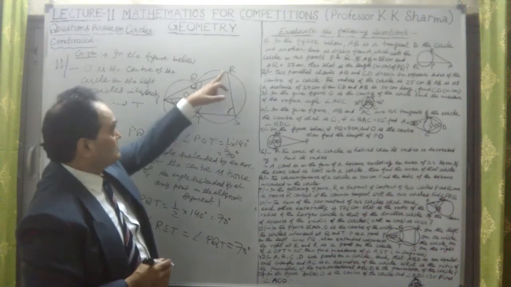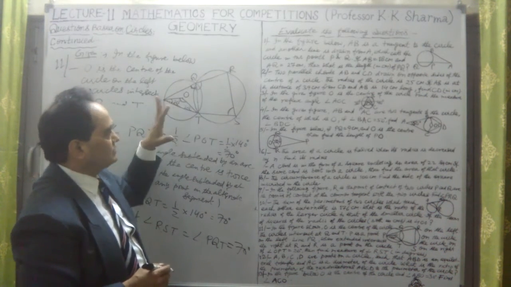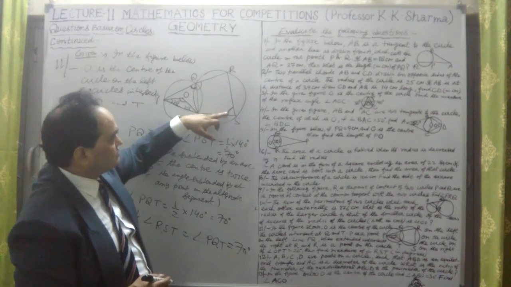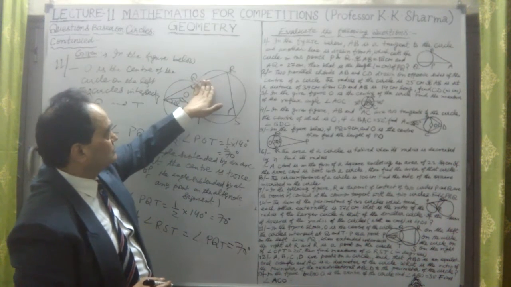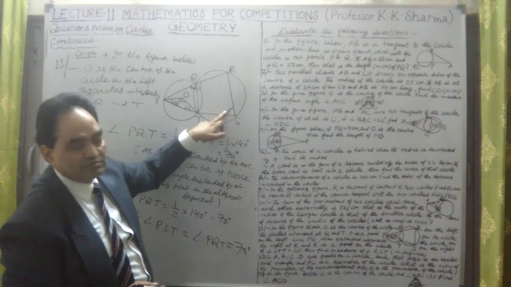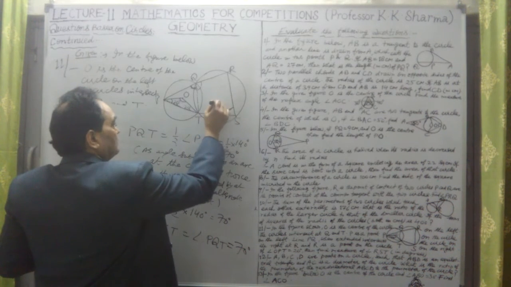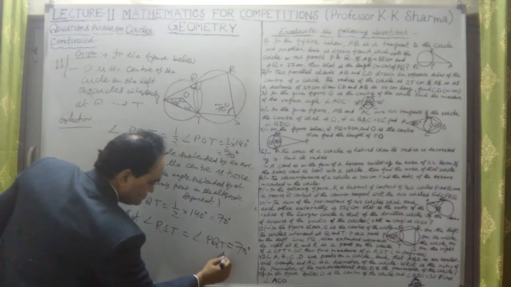Cyclic quadrilateral. QTSR is a cyclic quadrilateral. These two angles are supplementary. Sum of these two is 180 degree. Sum of these two is also 180. This is common. This angle is 70 degree. This comes out to be 70 degree. This is the answer here.